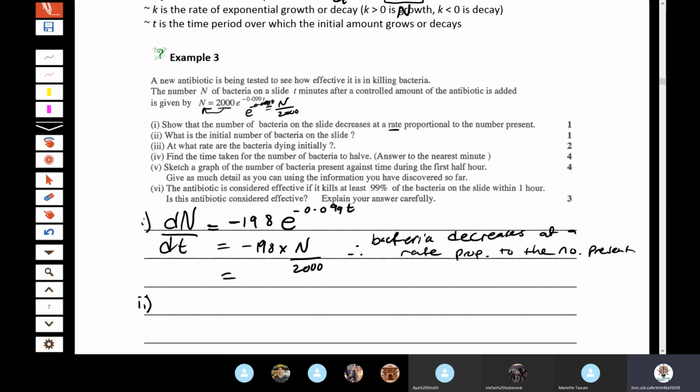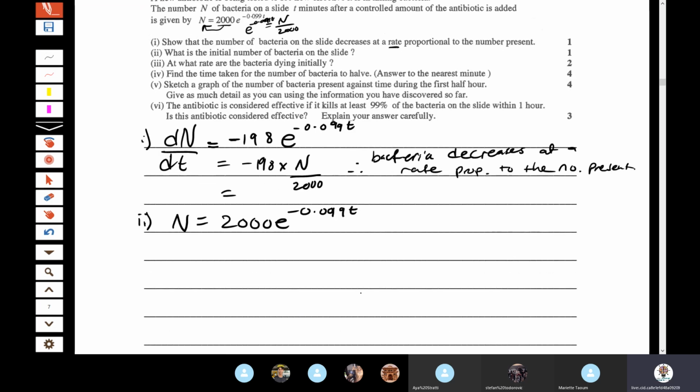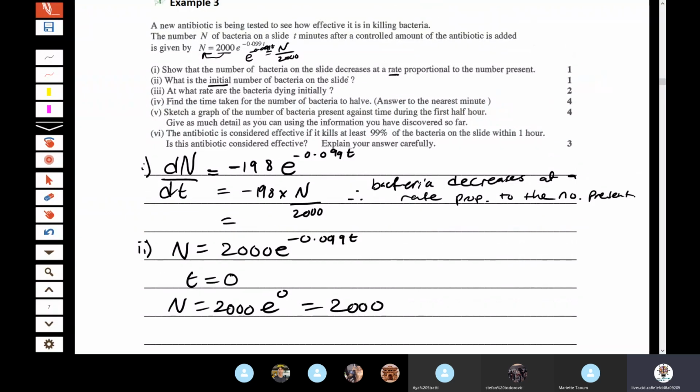What is the initial number of bacteria on the slide? This seems very relevant to what's happening in our world right now, isn't it? Anyways, what is the initial number of bacteria on the slide? What does initial mean? Time equals? Zero. So initially n equals 2000 e to the power of 0, which is 1. So your answer is just 2000. So initially there's 2000 bacteria.